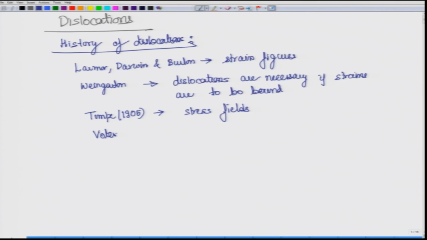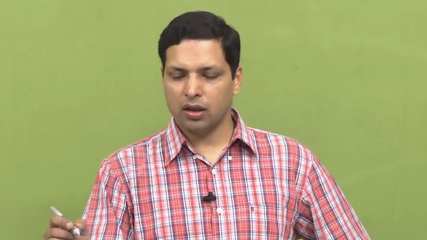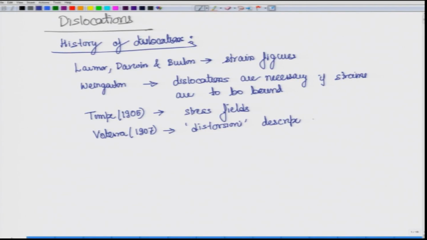Then Volterra came, and remember, all of them were not using the term dislocations. For example, Volterra used the term distorsioni, which meant both dislocation and disclination. We will talk about what dislocation and disclination are, but what we are talking about now as dislocation was not known to them. They were talking in different terms, but most likely they were referring to these concepts. And Volterra described elastic properties based on this model, which is the very famous Volterra model.